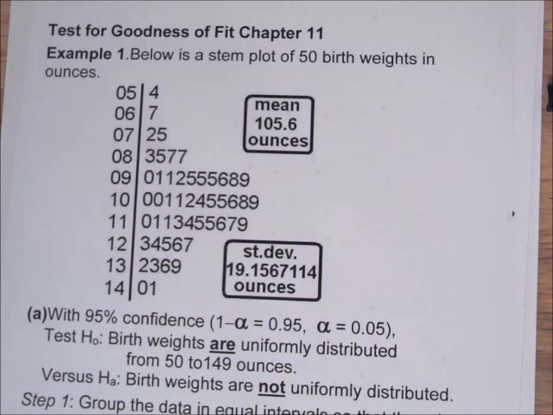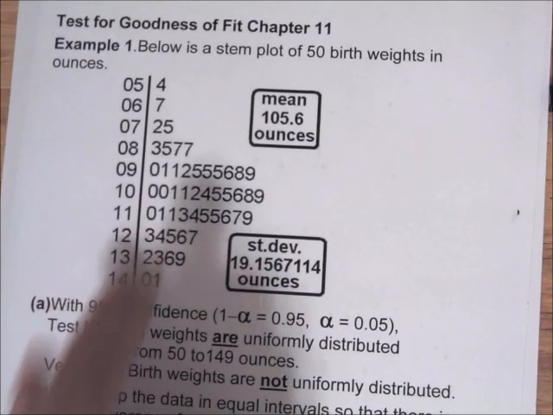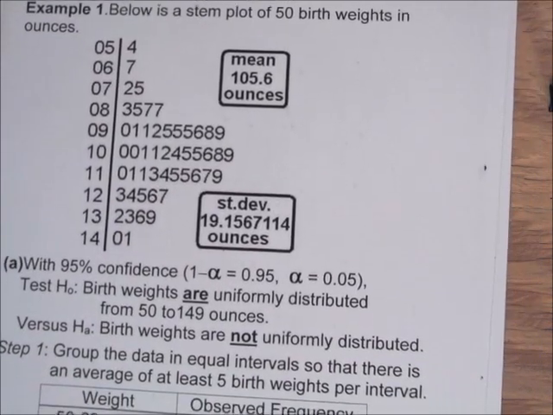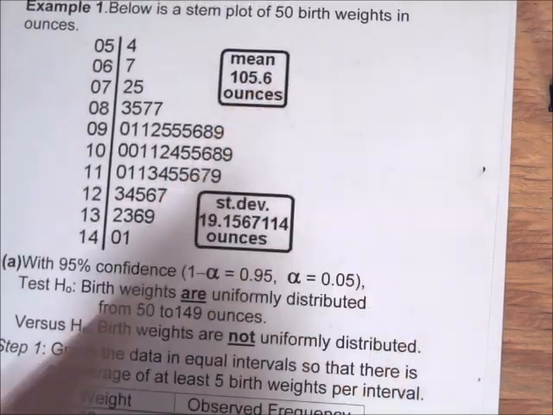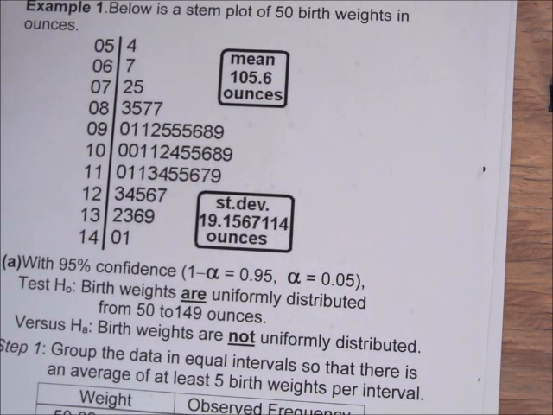And the mean is 105.6 ounces, standard deviation 19.1567114 ounces. You can get those if you put these in the calculator, but I'm giving those to you because I'm not trying to focus, at this point, on those computations.